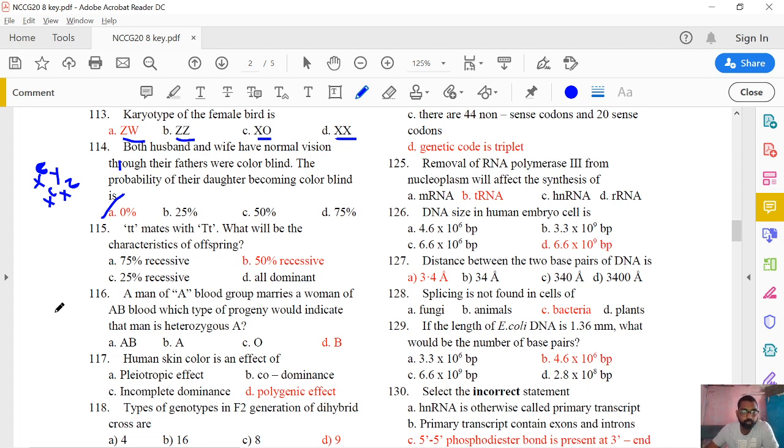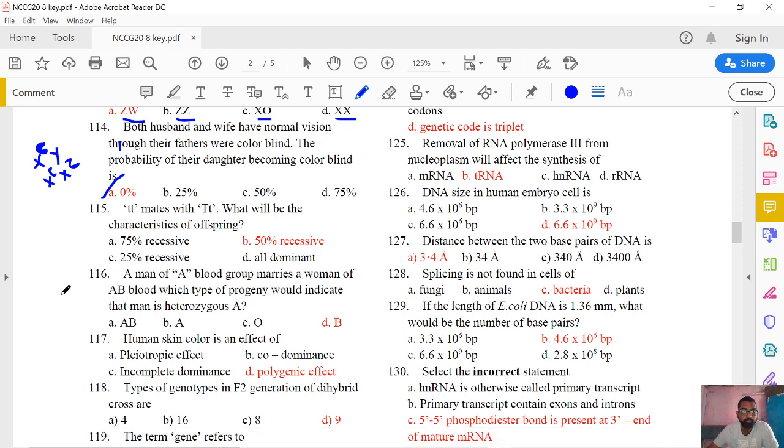Small t mates with capital T small t. So it's a test cross. So what will be the characteristic of the offspring? It means 50% recessive and 50% dominant.